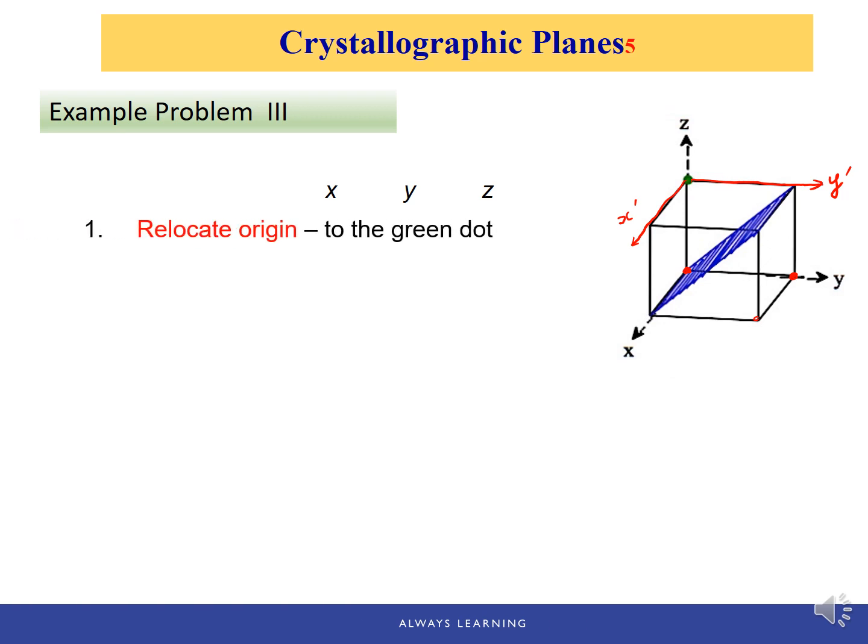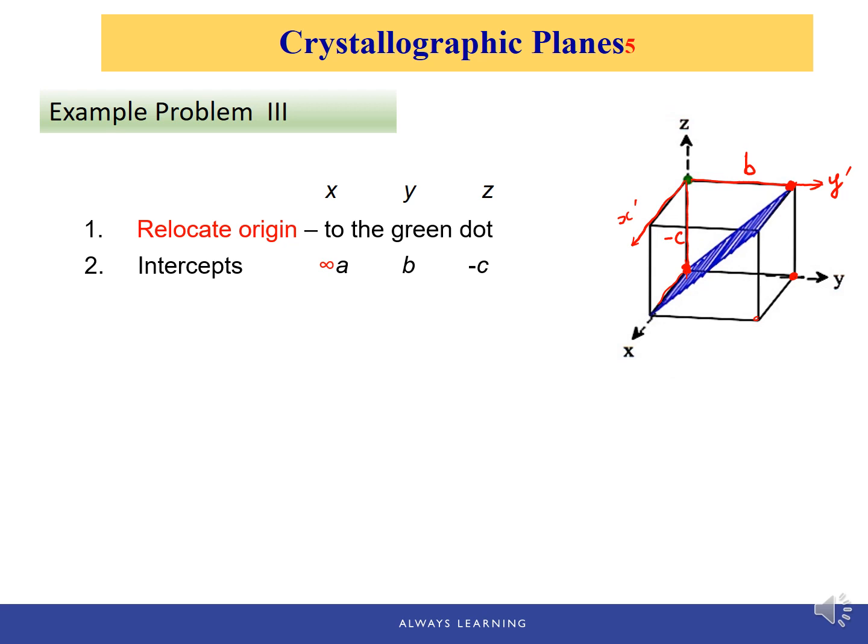Step 1, right? We move the origin to the green dot. And then find the intercepts. First of all, the plane is parallel to the x prime axis, so the intercept will be infinite. And the intercept with the y-axis is here, which is the lattice parameter along the y-axis, b. The value is b. For the z-axis, the intercept is over here, below the origin, so it's a negative z.